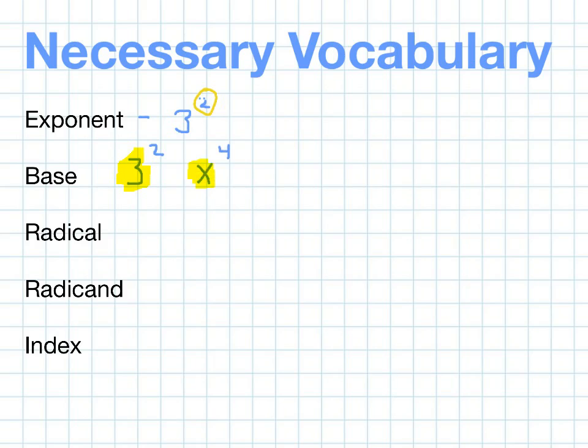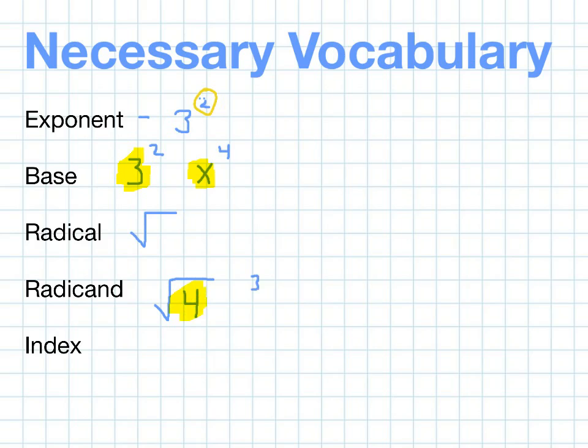We're also going to do some work with radicals in this unit. So the idea of a radical is this particular symbol. We tend to think of it as square root, but it works with any root, so the symbol itself is called a radical. When we put a number underneath it, for example this, the number underneath it is called the radicand. So that would be the radicand for that problem.